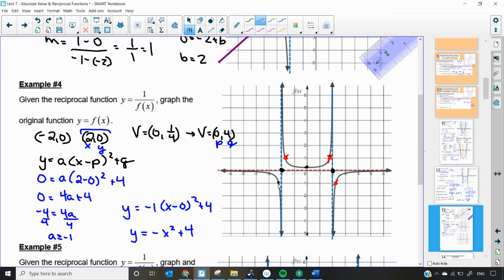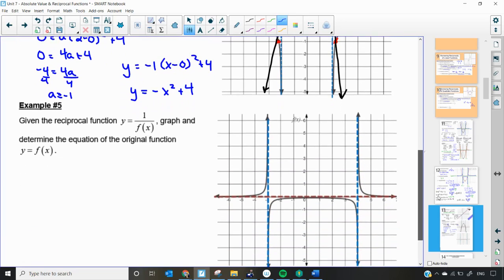We know that those points are going to stay exactly the same. We also know that our new vertex is going to be at (0, 4), and then we can sketch our graph. So the graph is going to be opening down. It's going to go through our x-intercepts and then continue on down. This may not be a perfect sketch, but as long as all of those key points are covered.